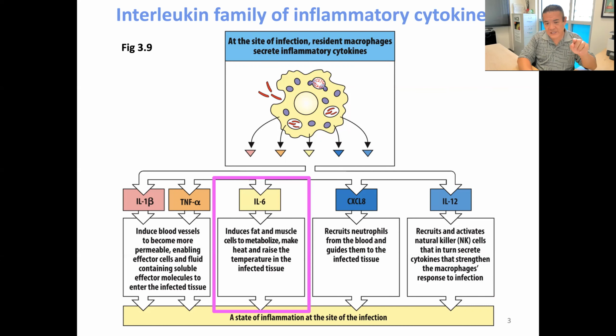All right, so today let's move on and look at IL-6. IL-6 is another important interleukin. It is one that's responsible for fever, because it induces fat and muscle cells to metabolize, makes heat rise up both locally and eventually systemically in order to make things more challenging for bacteria to multiply. It slows down the colonization of the bacteria in your tissues.